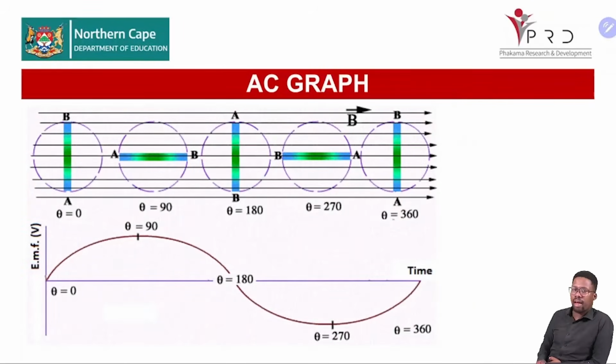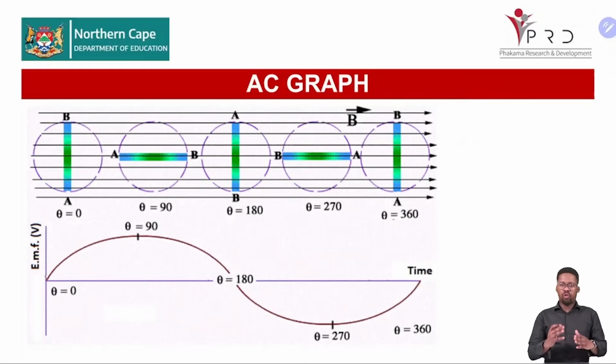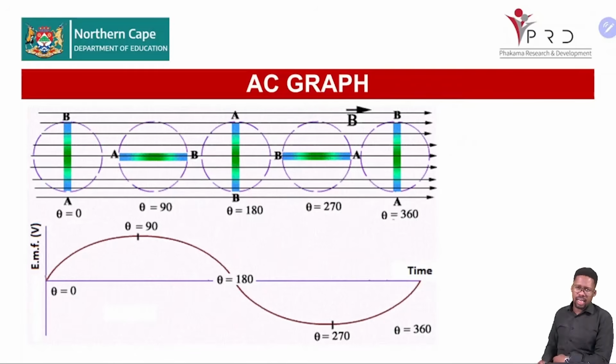Now, I want us to look at the graphs of AC, because now we are dealing with AC. Remember the structural component that makes an AC. It is a slip ring. And the function of the slip ring is to allow the current to flow in different directions. This slip ring will be attached to a carbon brush. The function of the carbon brush is to connect the external circuit. Now, when you look at an AC graph, it will forever be a sine graph.